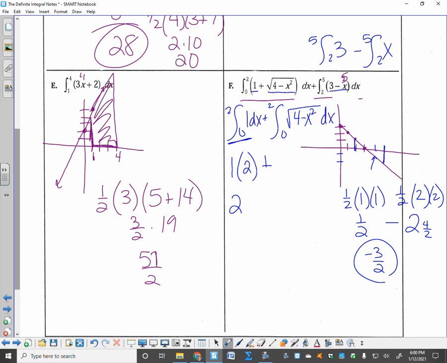This one is my semicircle, and I only want from 0 to 2, so that's a quarter circle. So pi r squared over 4. R is 2. 2 squared is 4, so that's just pi.